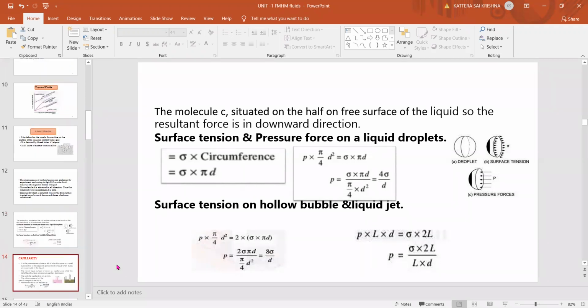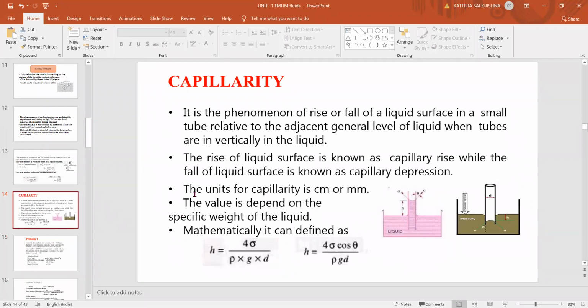After that we have seen the capillarity. So we have defined it. It is a phenomenon of rise or fall of the liquid surface in a small tube relative to the adjacent general level of liquid when the tubes are held vertically in the liquid. So if you see here 2 diagrams, one is filled with water and the other one is filled with mercury. So when we dip this capillary tube in this, what happens? Water level will be increased in this, nothing but it will rise in the water, but in mercury, if you see, there will be depression here.